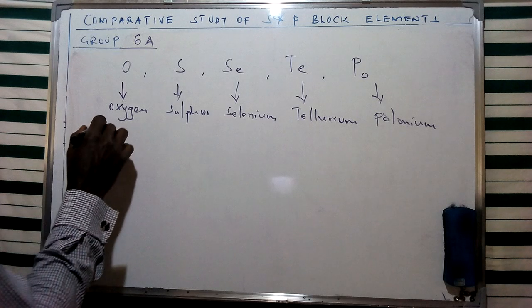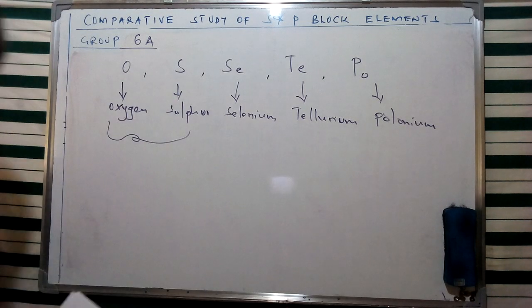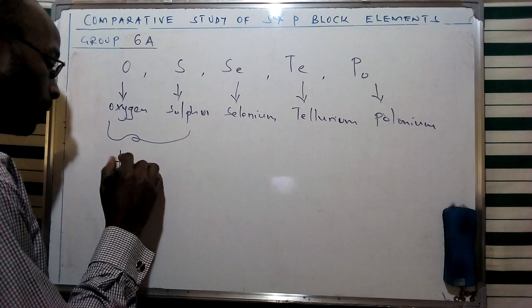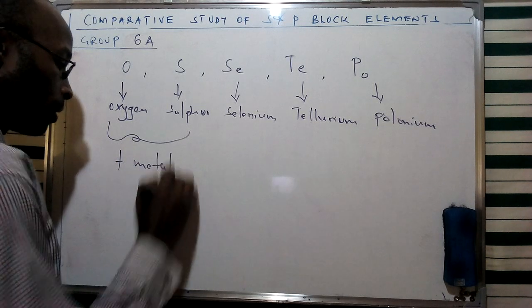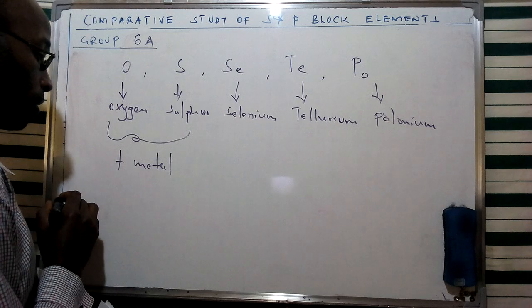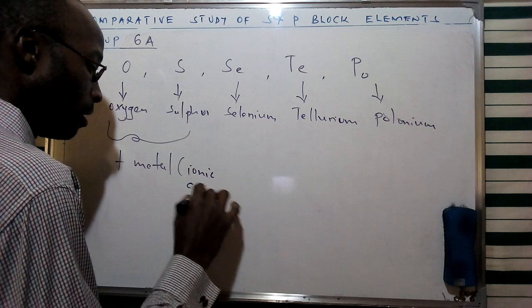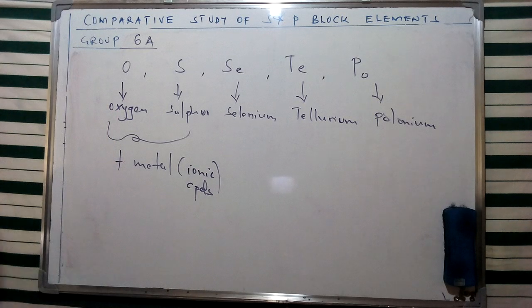Now for the first two members, oxygen and sulfur, we're going to see that these members are going to react with the metals to form ionic compounds. So they are going to react with metals to form what we refer to as ionic compounds in this specific case. So we can give an example of this one.